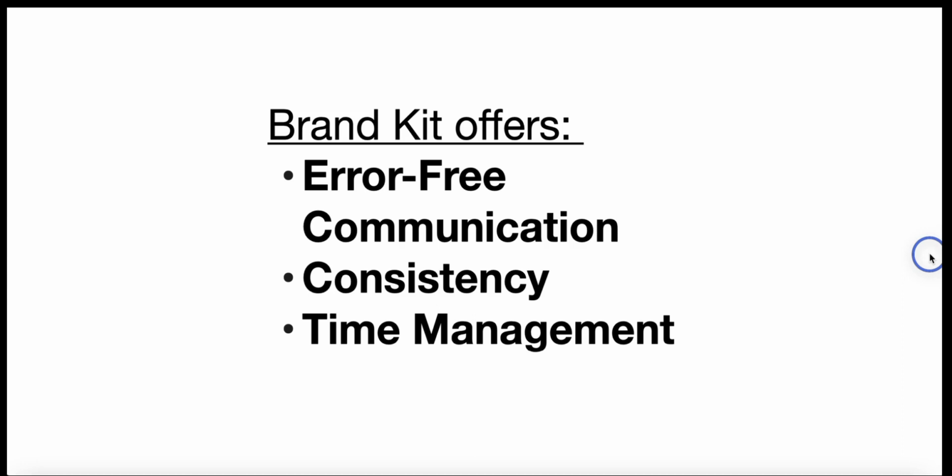Brandkit offers error-free communication. You can give your teammates access to your brandkit on Simplified to make sure everyone uses the same marketing collateral. Consistency. When your teammates can access the elements of your brand identity in one resource, no matter where they are, this ensures that the message that you're trying to convey through the visual assets stays consistent. Time management. All you have to do is share the Simplified link with your team, and this will save the hassle of downloading each visual asset one by one.